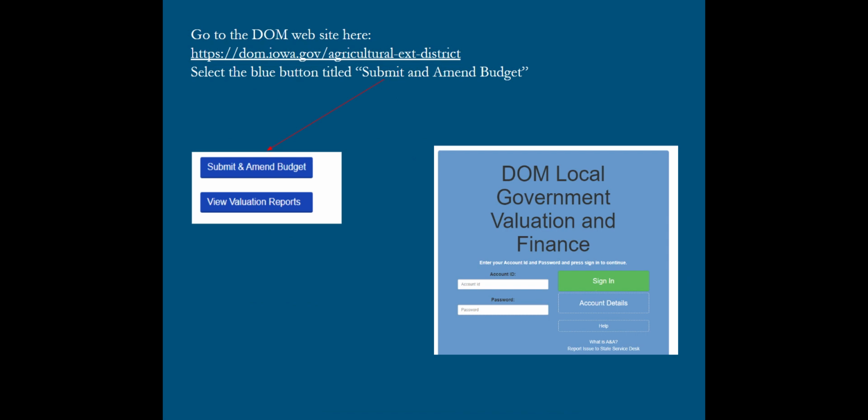So to log into the system, again, you would go to that same resource page that we discussed earlier, and you would select the blue button titled Submit and Amend Budget. You do need an Enterprise ANA account ID in order to access the system. It's basically two steps. You need an account ID, and we need to give you access to your particular budget forms. So if you or someone in your office has a need to access the budget system, please send me an email and I will send you the instructions on how to obtain an ANA account.